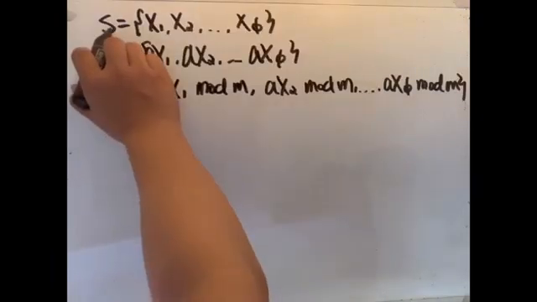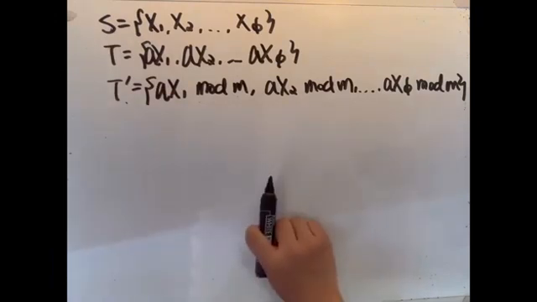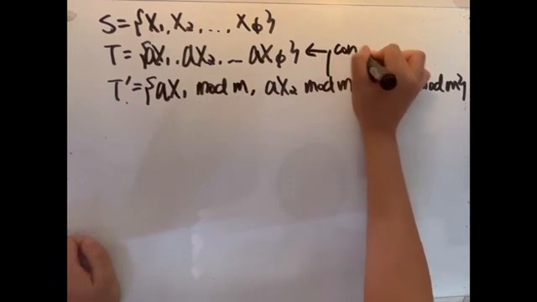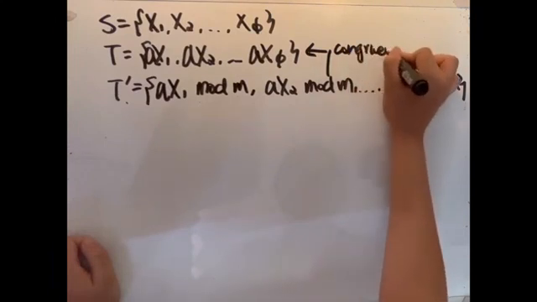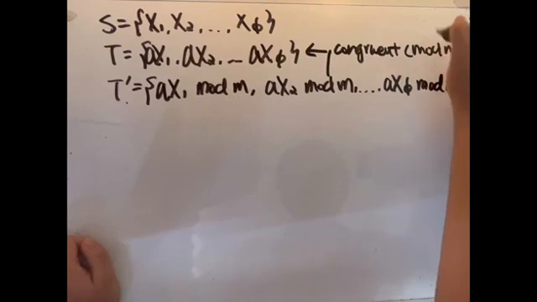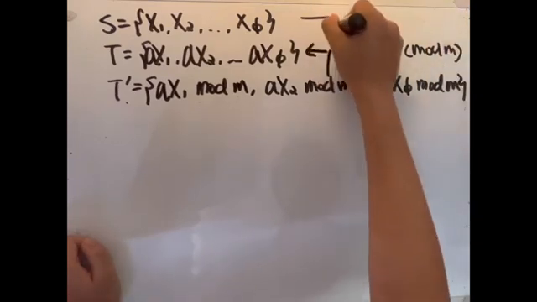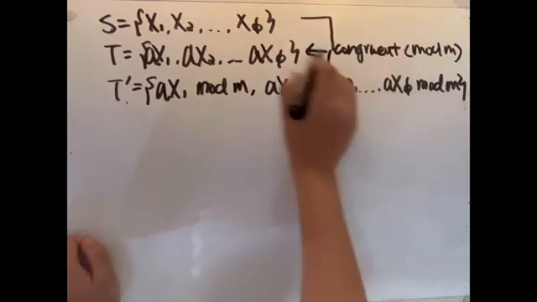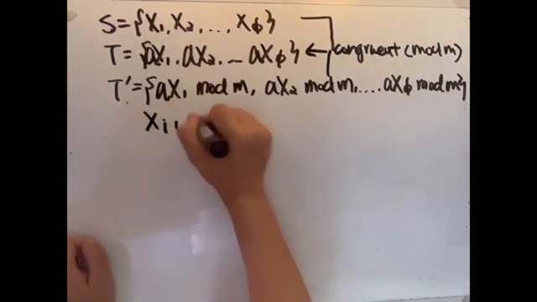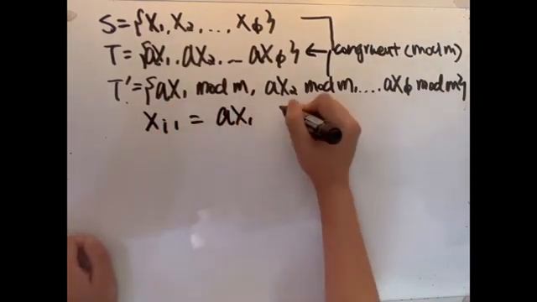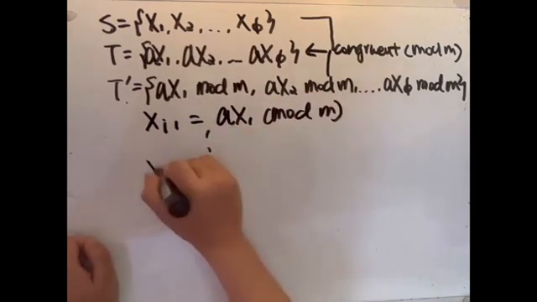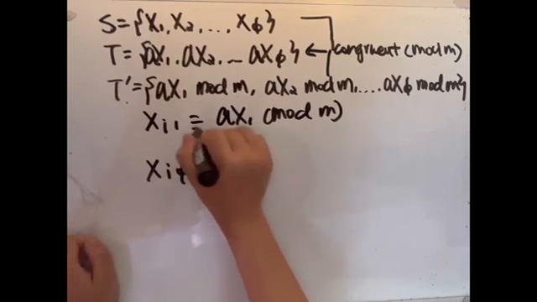Each number in set T prime can correspond to a distinct number in set S. Now it is pretty intuitive that every number in T prime will be congruent to a number in T mod m, since we get them by reducing numbers in T mod m. Since S has the same elements as T prime, each number in it will also be congruent to a number in T. Let's say xi1 is congruent to ax1, xi2 is congruent to ax2, and so on up to xi5 is congruent to ax5. What do we do next?